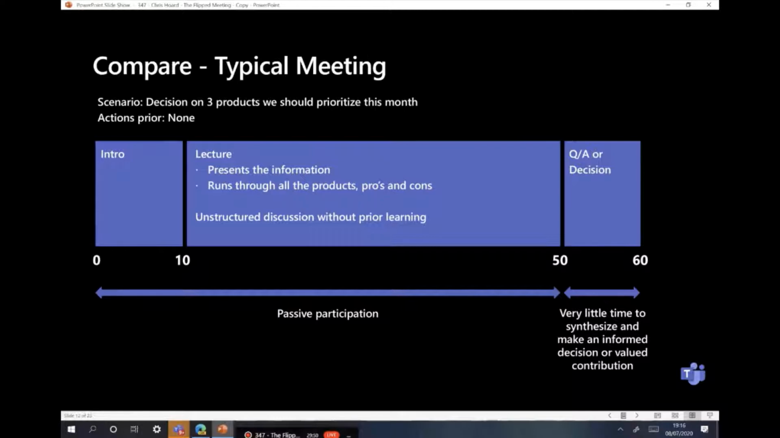Right at the very end, they may or may not have a Q&A and decision making. And 10 minutes is very little time to gather your thoughts, synthesize all that information, and make a really informed decision. That is where you tend to get this monopoly, where one or two people jump in and then the group just nods and goes with their decisions or opinions.